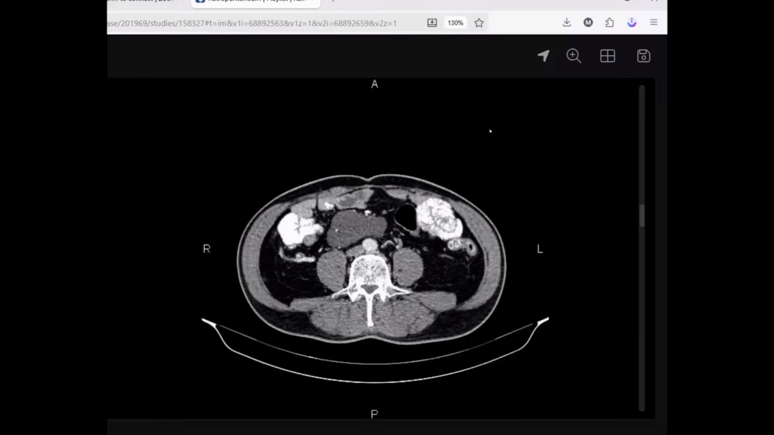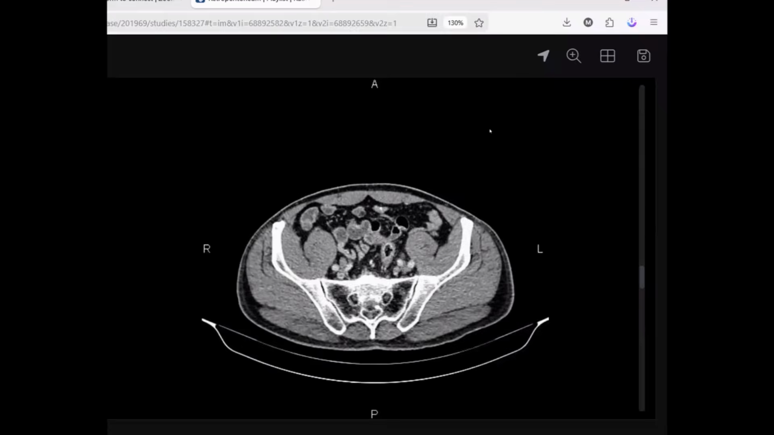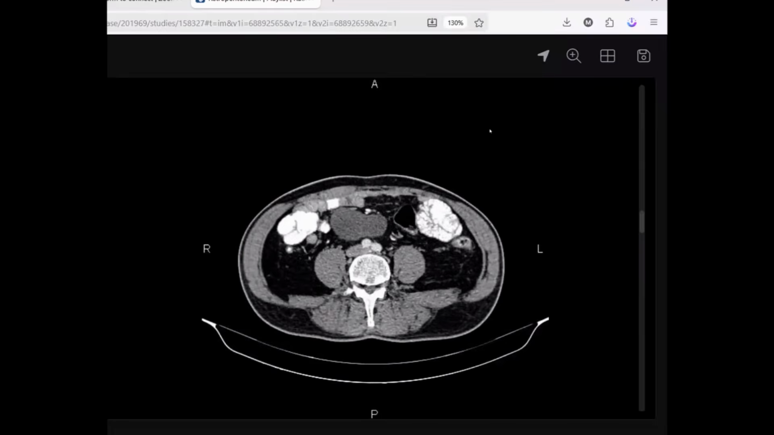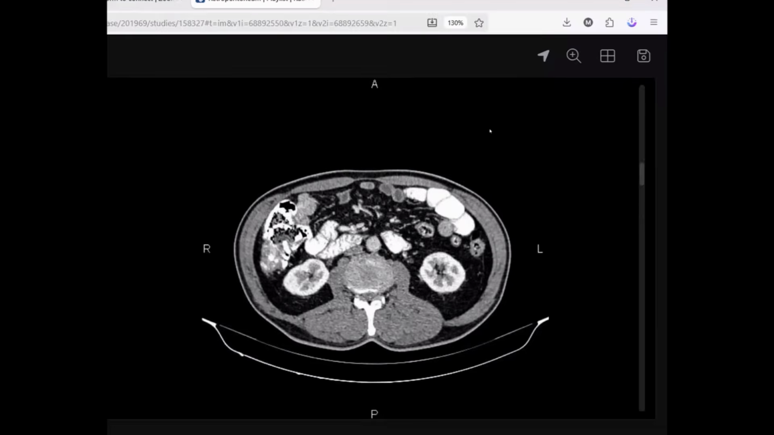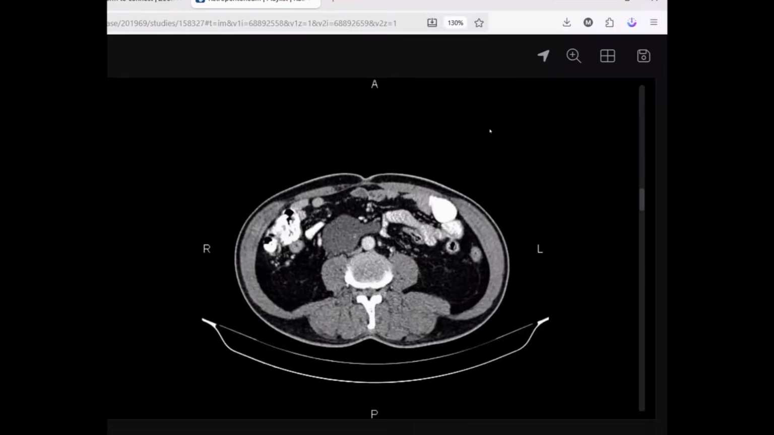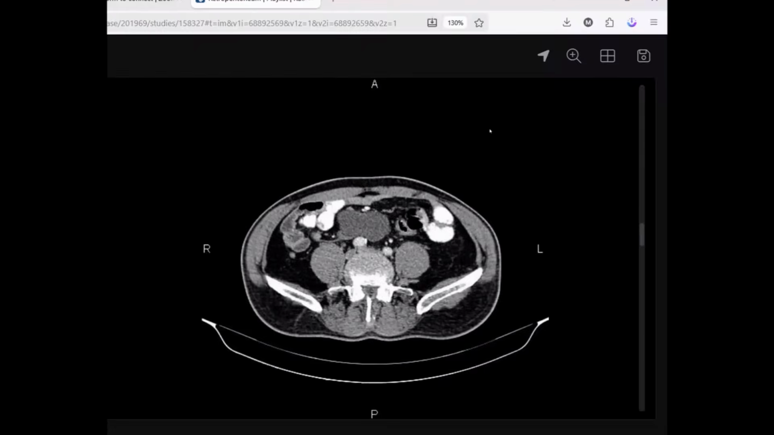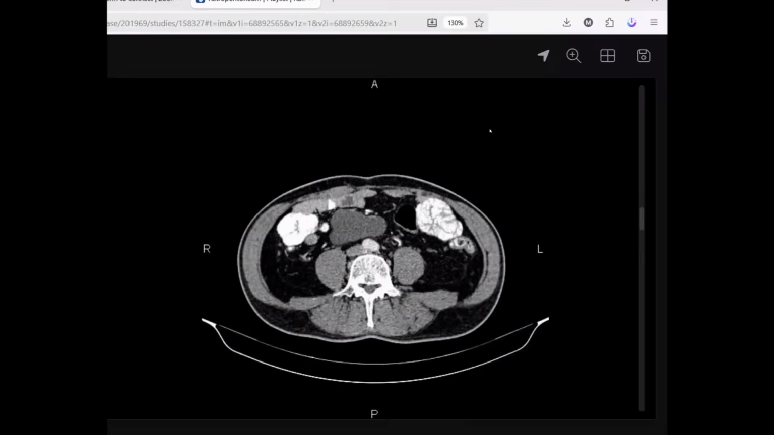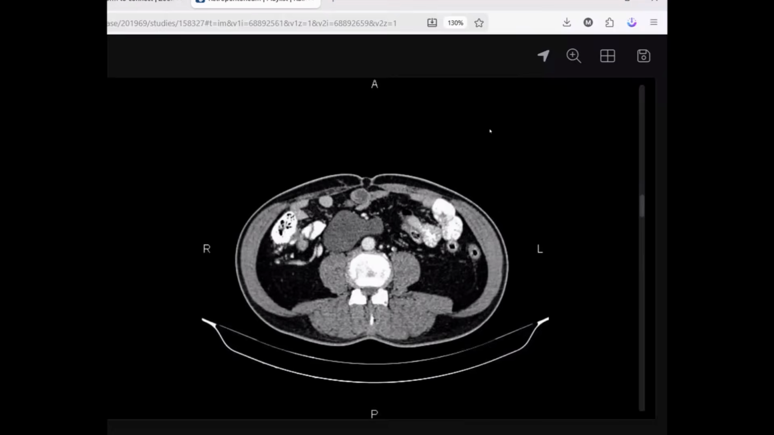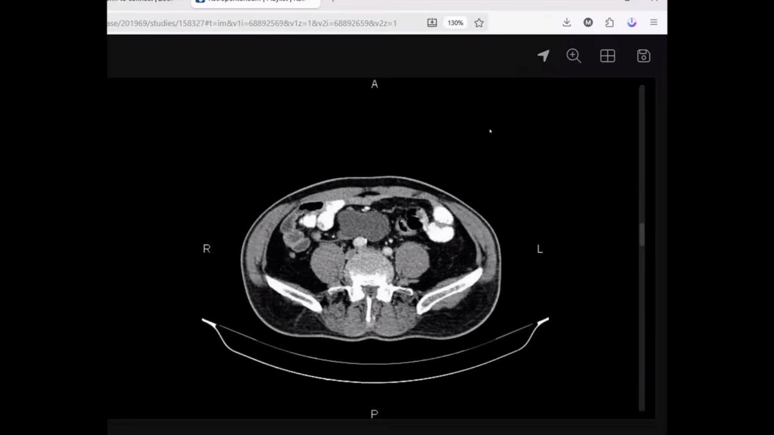Is it aggressive or not aggressive? It appears to be non-aggressive as the fat planes with the IVC are preserved, but it's causing an adjacent mass effect. Is it solid or cystic? Low attenuation. I would like to take the Hounsfield units to look at its density. Yeah, it's fluid dense.